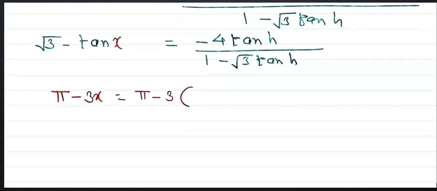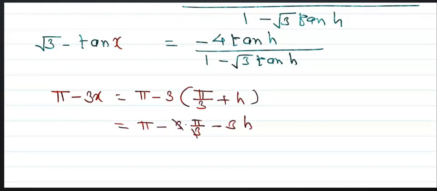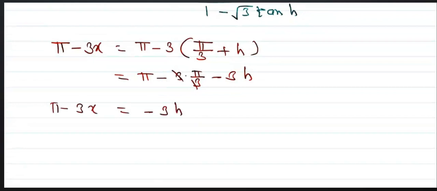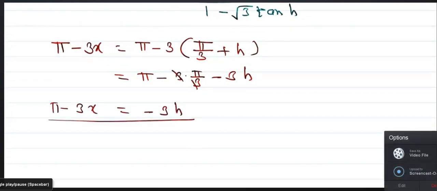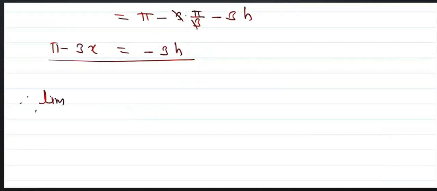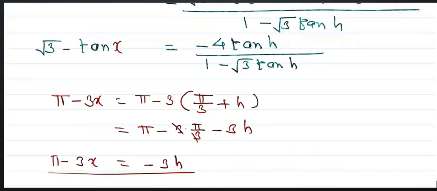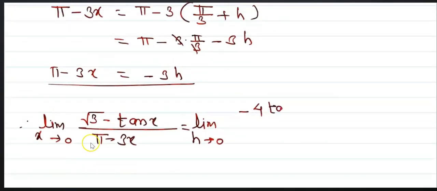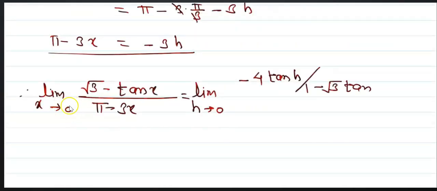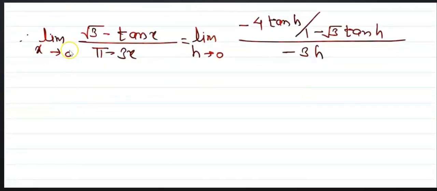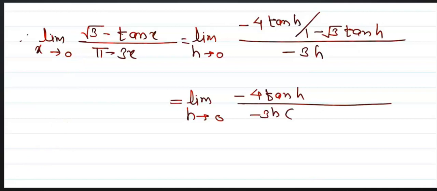Next is pi minus 3x. We'll again separately find out the value. Its value is pi minus 3x equal to minus 3h. Now limit x tends to pi by 3 must be there. I want to change here. This is not 0. It's pi by 3. You can understand this. Not x tends to 0. It is pi by 3.